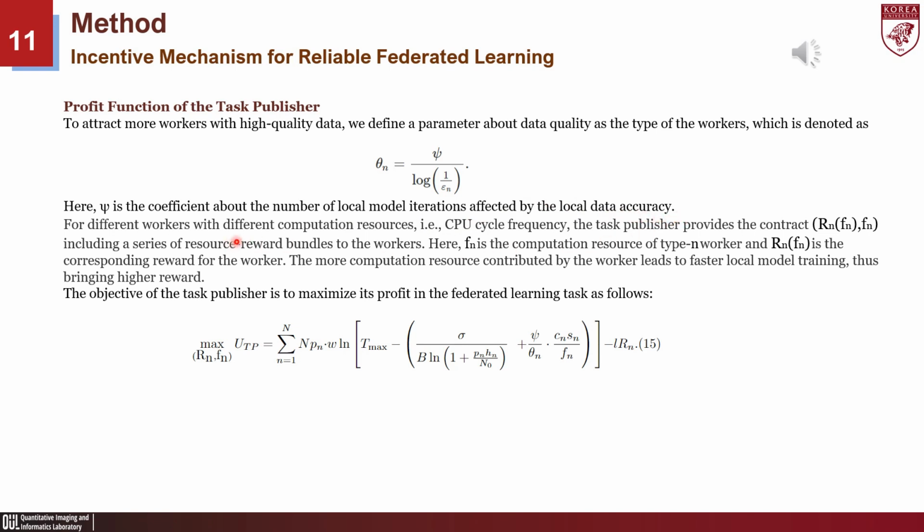For different workers with different computational resources, for example, CPU cycle frequency, the task publisher provides a contract including a series of resource-reward bundles to the workers. Here, Fn is the computation resources of type n workers, and Rn is the corresponding reward of the workers. The more computational resources contributed by the workers lead to faster model training, thus bringing a higher reward. The objective of the task publisher is to maximize its profit in the federated learning task, as in function 15.